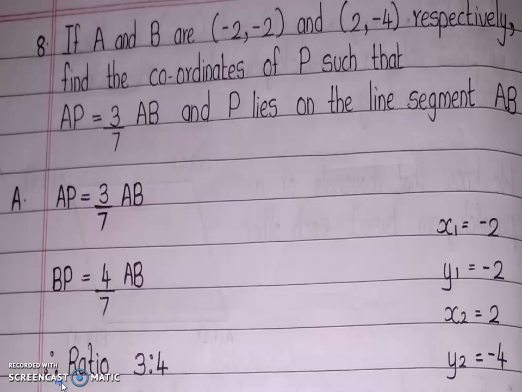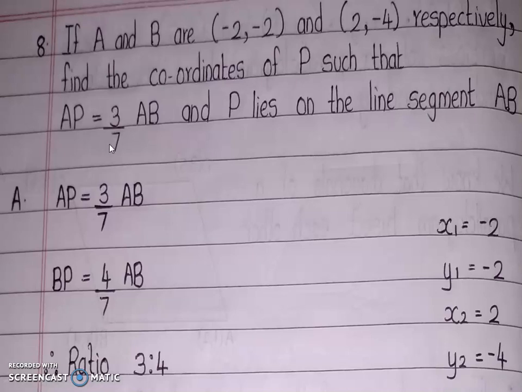AP is equal to 3/7 AB and P lies on the line segment AB. Now, here the important data which is given in your question is AP is equal to 3/7 AB. So you can understand that the total length of AB is 7. That is 3 parts of AB is AP. So the remaining part will be PB.